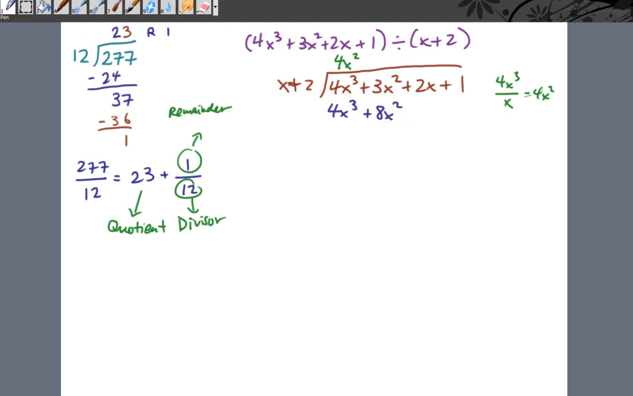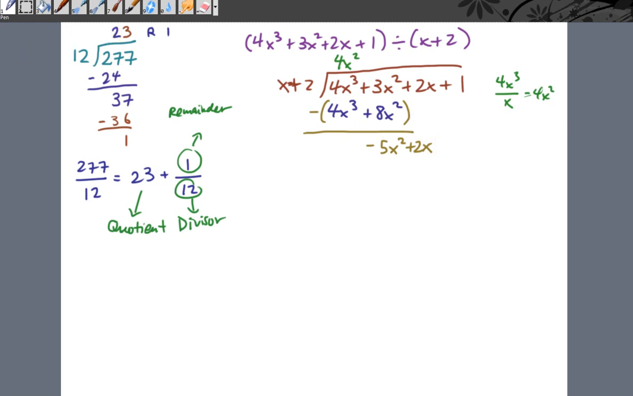Next, like I told you in this part, we have to subtract. When we subtract, we have to put parentheses, and that means we have to distribute this minus sign. When we distribute that minus sign, this cancels, and then we're left with 3x squared minus 8x squared, which is negative 5x squared. We're going to bring this down, and we have a plus 2x.